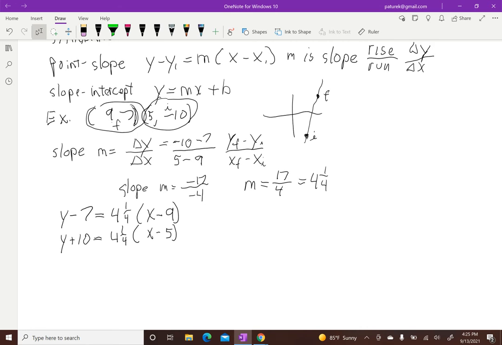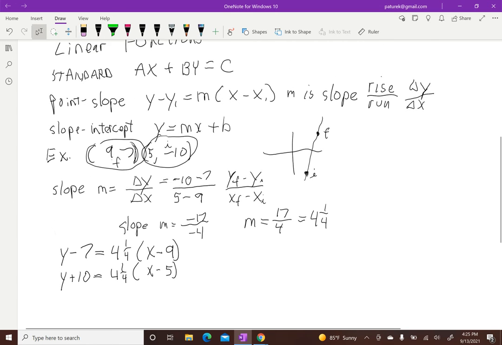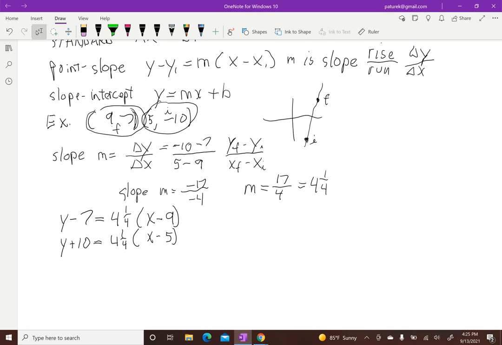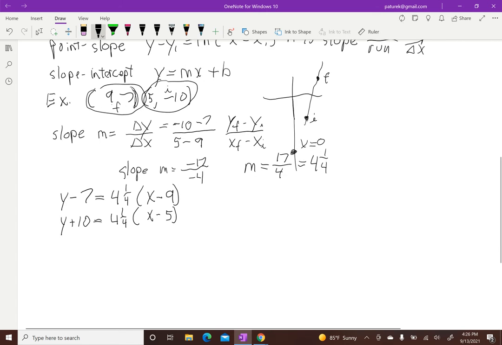Okay, next, to express this in slope-intercept form, we're finding the value of y when x is equal to 0. All right, so fair enough. Plug in x equals 0, and what do you get? For either one of these, let's do this guy as an example.